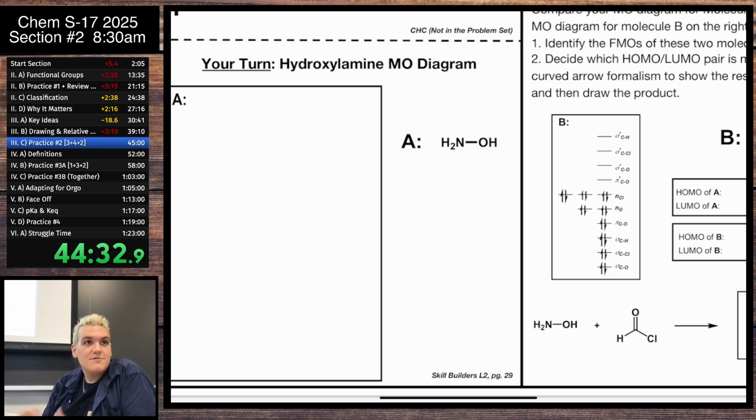But I want you, as quick as you can, in a few minutes, to try to do this MO diagram, where your first step is building the Lewis structure, calculating the valence electrons, then atomic orbitals, molecular orbitals, listing them all out, putting them on the diagram.